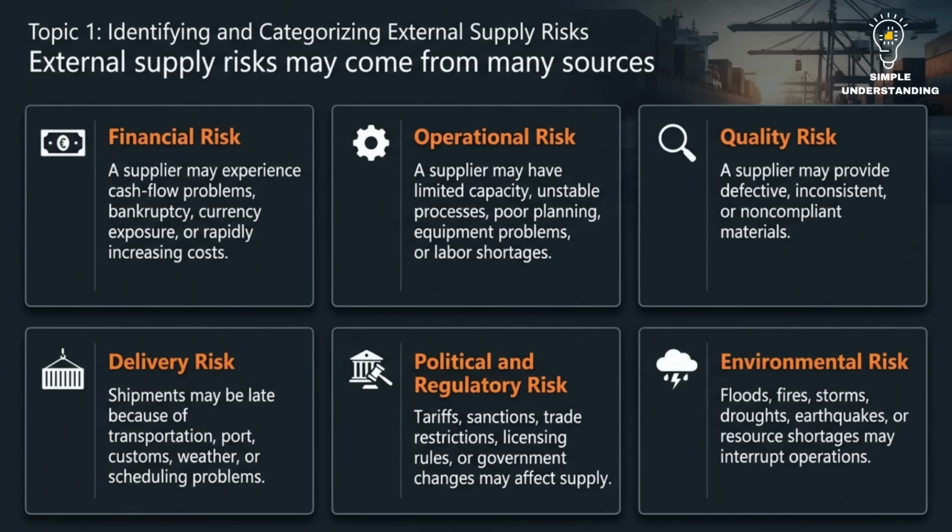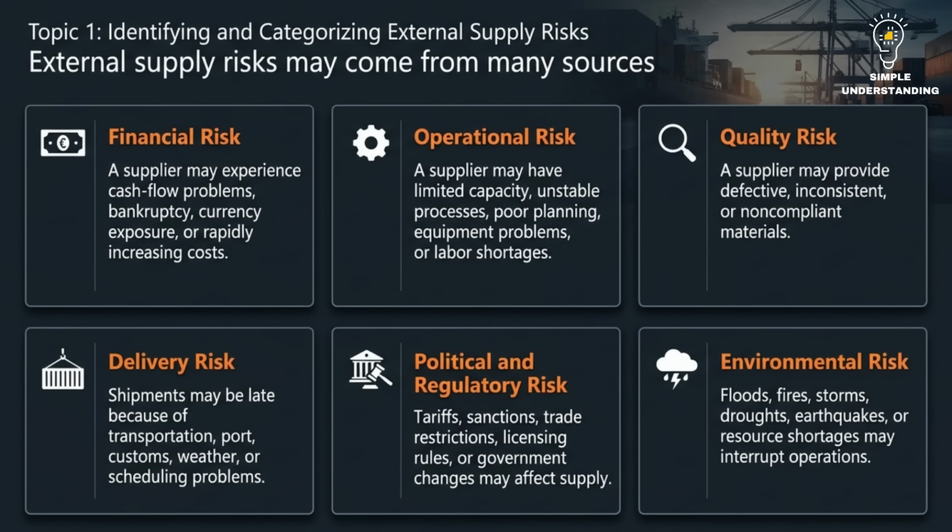External supply risks may come from many sources. Financial risk. A supplier may experience cash flow problems, bankruptcy, currency exposure, or rapidly increasing costs. Operational risk. A supplier may have limited capacity, unstable processes, poor planning, equipment problems, or labor shortages. Quality risk. A supplier may provide defective, inconsistent, or non-compliant materials. Delivery risk.